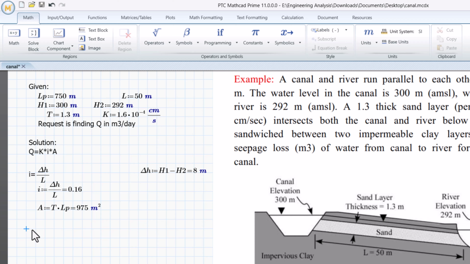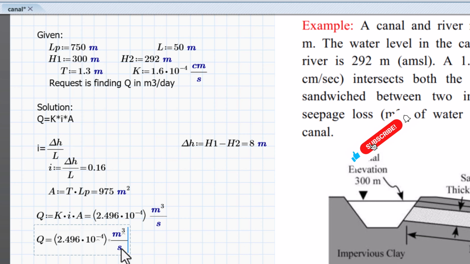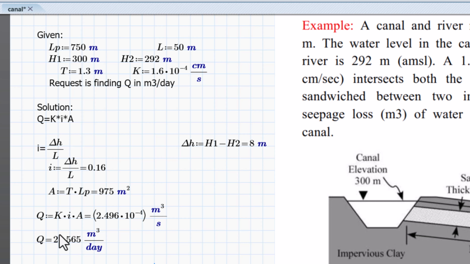Okay, let's find the seepage amount. Seepage Q equal to K times I times A equal to 2.496 times 10 to the power minus 4 meter cube per second, but we are asked to find it in meter cube per day. So again write Q equal to, it gives me this result, I just want to change the second to day. Directly I can get the result.